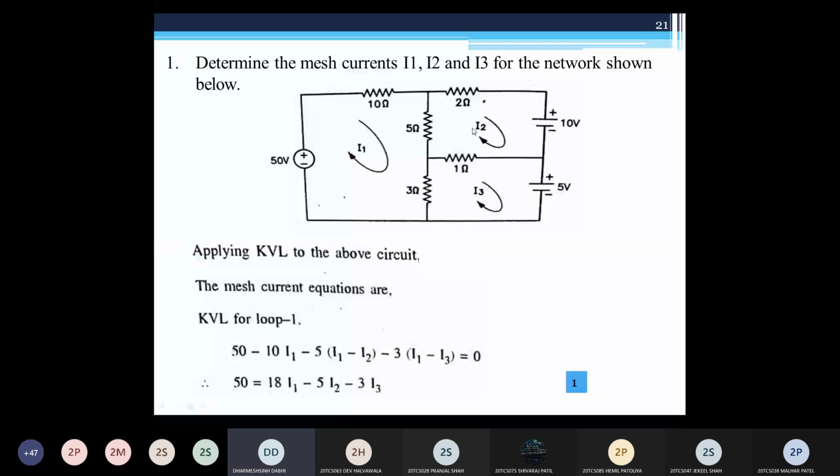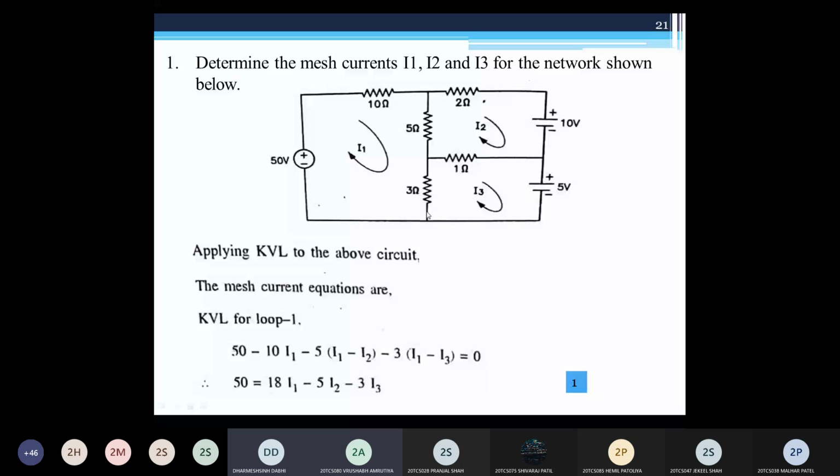Because the currents I1 and I2 flowing through this 5 ohm resistance are in opposite directions. Here you can see that current I1 is from the upper terminal to the lower terminal, whereas I2 is flowing from the lower terminal to the upper terminal. So that's why we subtract: I1 minus I2 into this 5 ohm resistance, minus the voltage drop across this 3 ohm resistance.